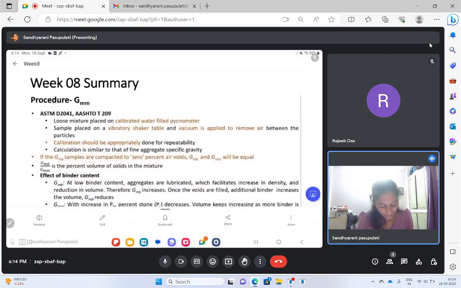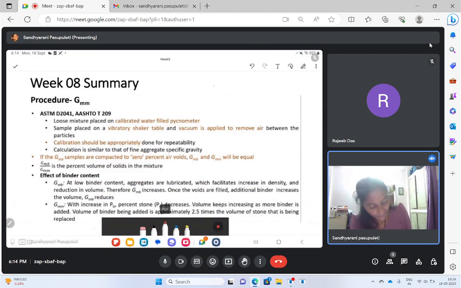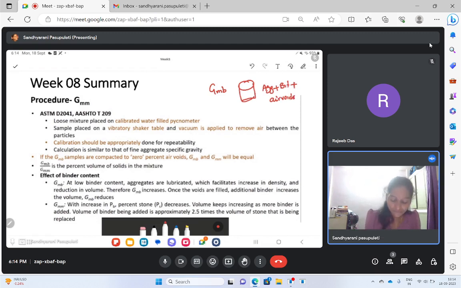So bulk specific gravity of the asphalt mixture, when I discuss, this contains aggregates plus bitumen and also plus air voids. So this is a mixture of these three. If we have only aggregates and the bitumen, that means only the solid particles, what is the specific gravity of that loose mixture? To calculate that, we usually call that specific gravity the theoretical specific gravity or GMM.